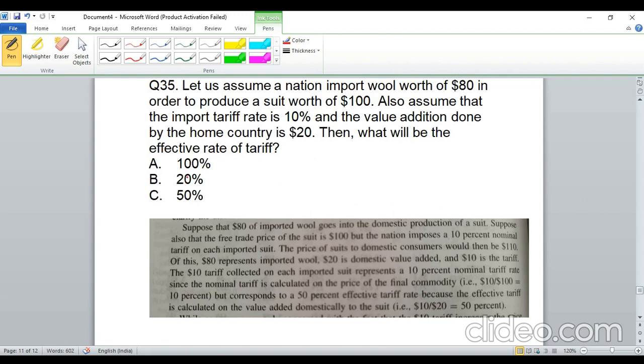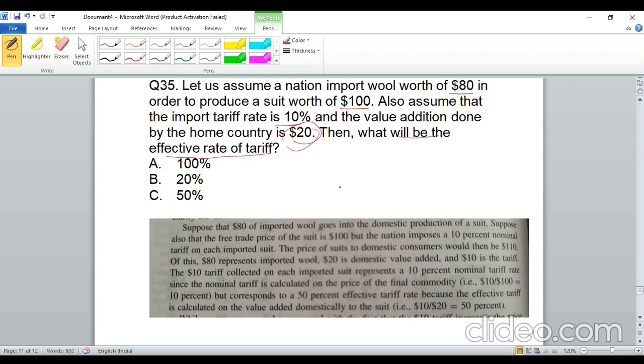Okay, next question, question number 35. Here, it was given that a nation imports wool worth $80 in order to produce a suit worth $100. It was given that the import tariff that the nation charges is 10%, and the value addition done by the domestic country was $20. Then it was asked to calculate the effective rate of tariff.